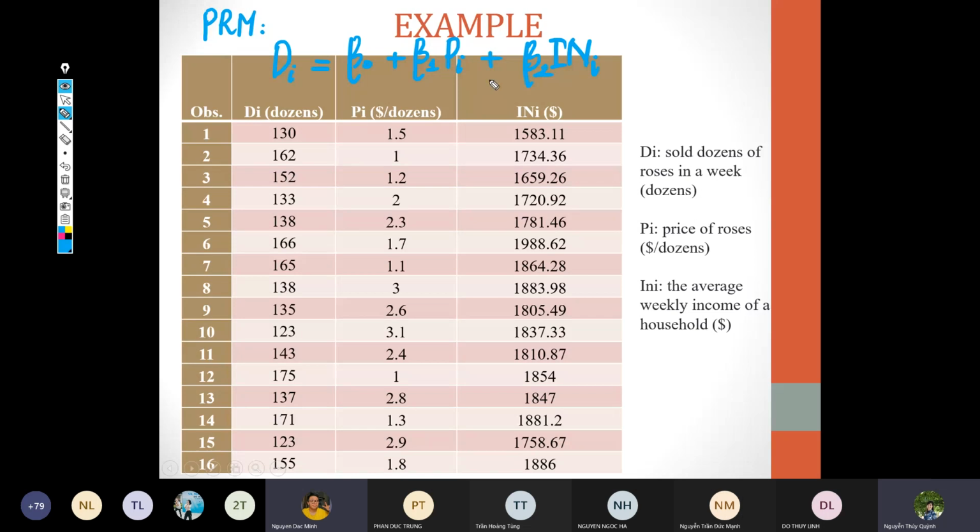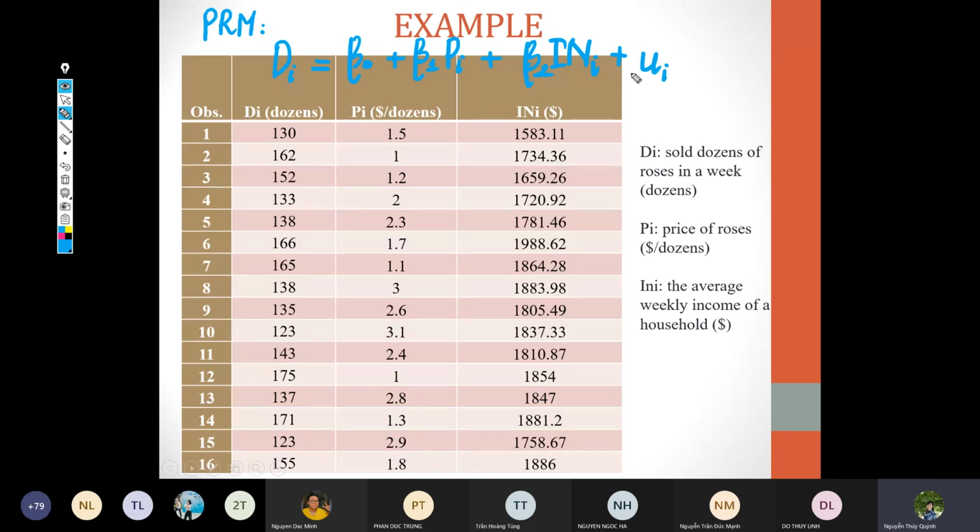Plus UI. So this is the population regression model. Now we want to find out the values of beta 0, beta 1, and beta 2 to understand the relationship between PI and D and also INI and D. That's why we have to estimate this model.